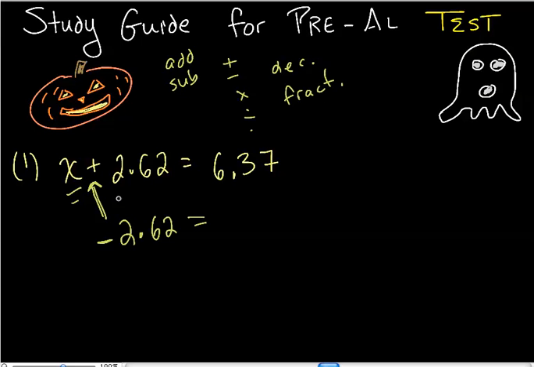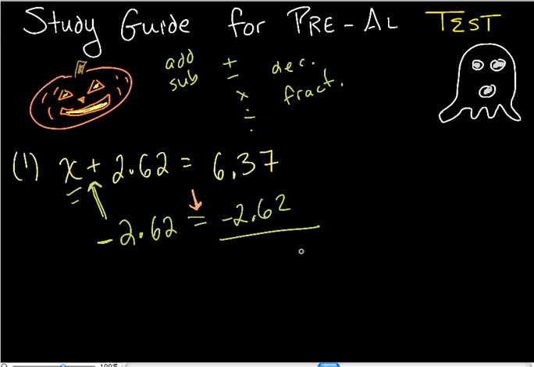Now, I've only done that to one side of the equation, so I have to do it to the other side of the equation as well. I can't just do it to one side of the equation. That would not make this equal sign true if I only did it to one side, and that is very important.